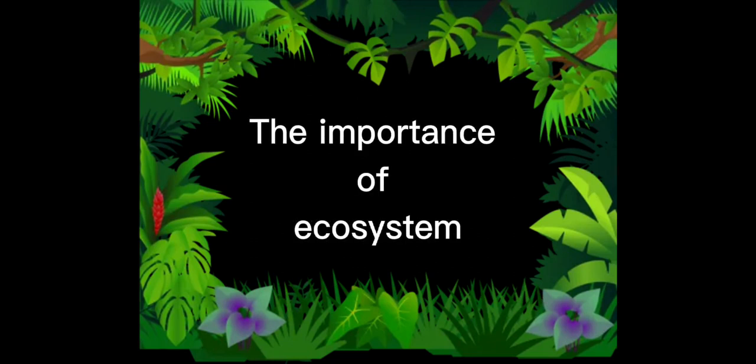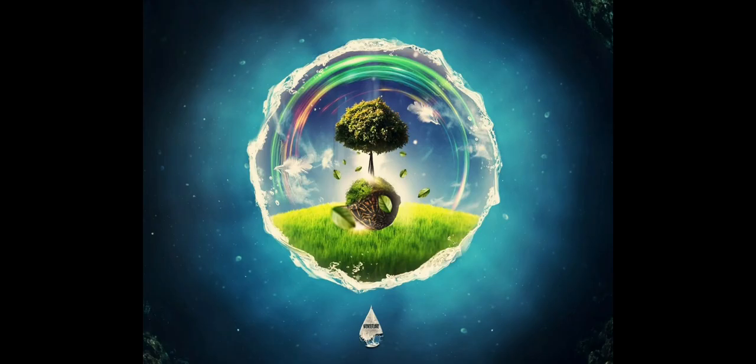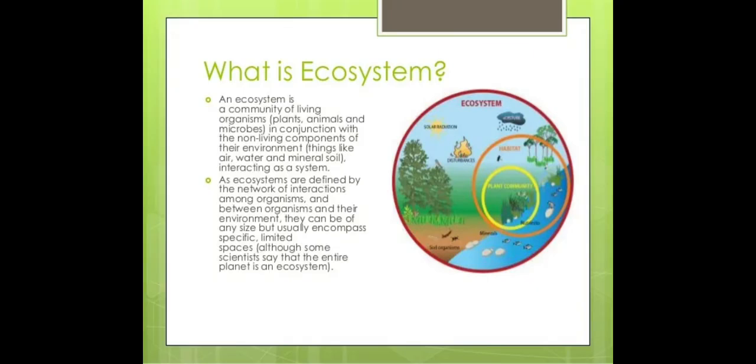Now, I will discuss the importance of ecosystem. Before that, I will discuss the ecosystem. What is ecosystem? An ecosystem is a community of living organisms, plants, animals, and microbes in conjunction with the non-living components of their environment. Things like air, water, and mineral soil interacting as a system. And ecosystems are defined by the network of interactions among organisms and between organisms in their environment.